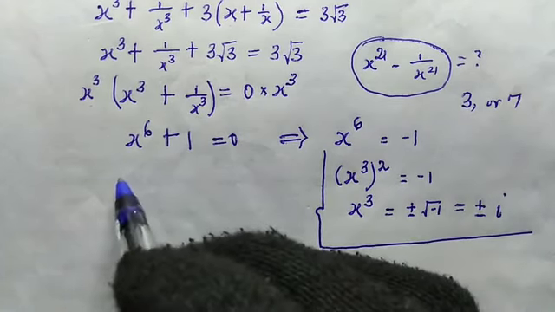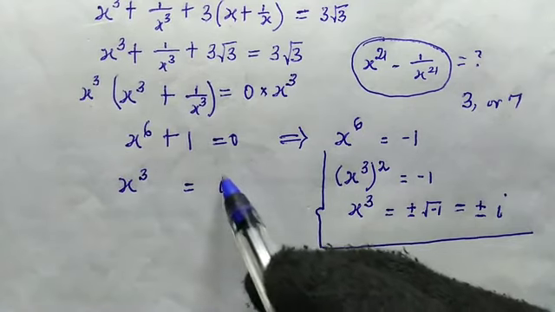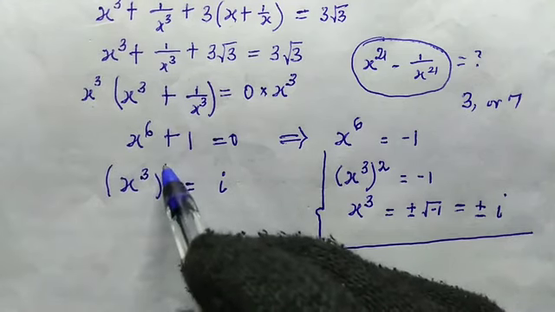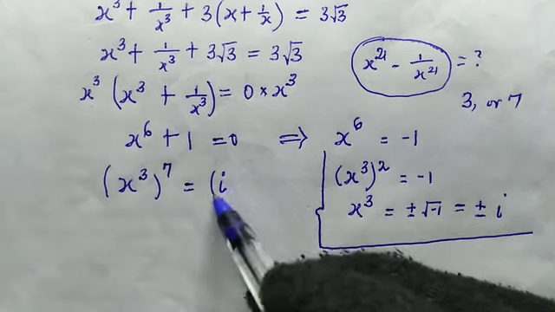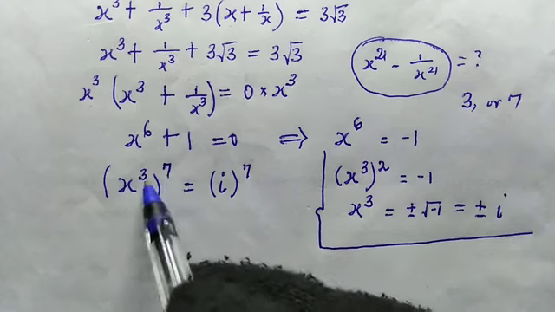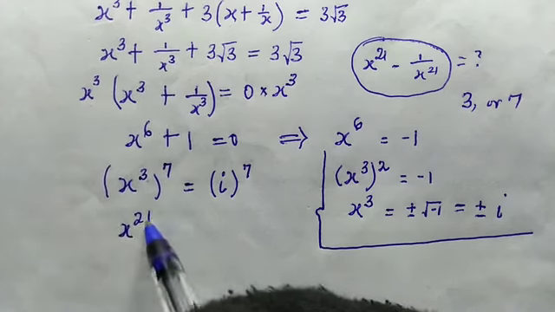So far we have x to the power of 3 is equal to, let's use the positive i. Then let's go ahead and raise both sides to the power of 7. From here, both of these will multiply together. We have x to the power of 21.